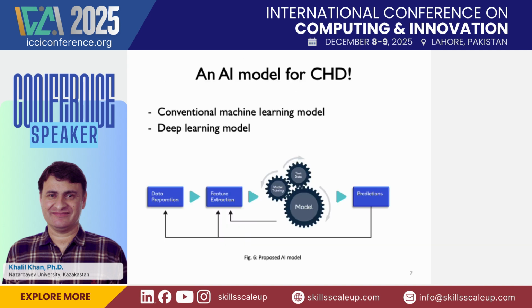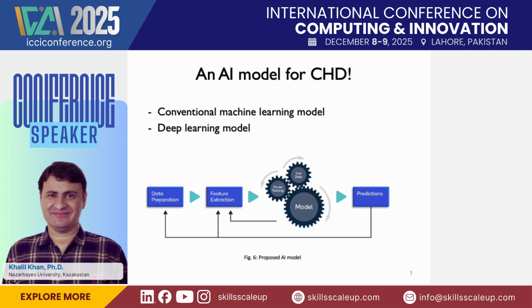Now, to train a machine learning model for CHD, we need data. This is a typical diagram of training a machine learning model. We have data, and if there is any noise, we remove it, and if some other step is needed, we do those steps in data preparation. Then the next step is feature extraction, then training a model, and then prediction. We have a conventional machine learning model and a deep learning model. In the conventional model, we normally do feature engineering, and in the deep learning model, no feature engineering is done. The CNN does the feature extraction for us.